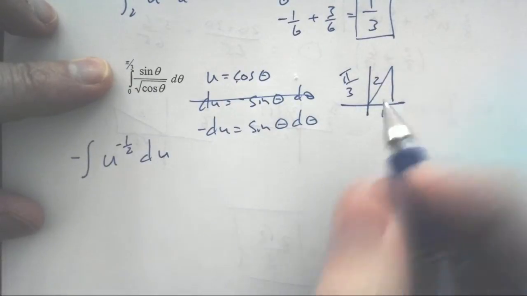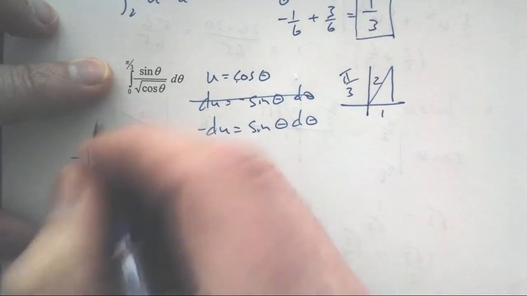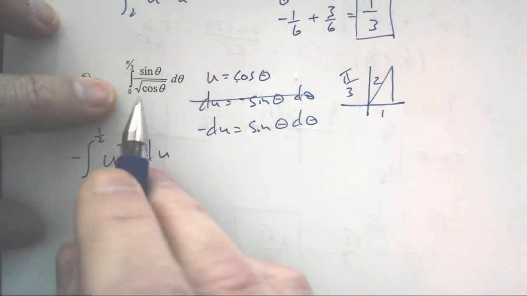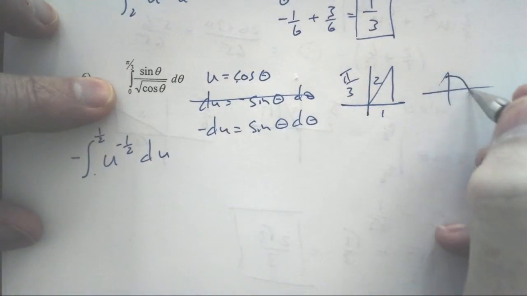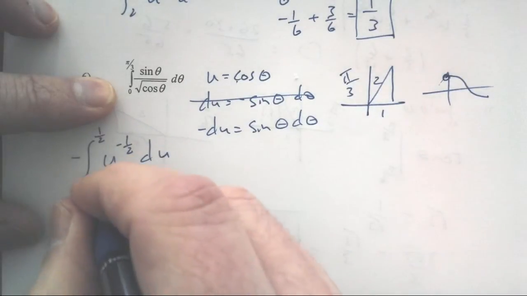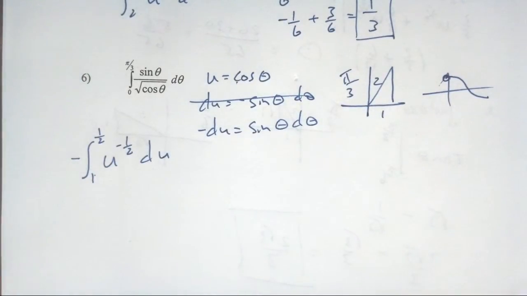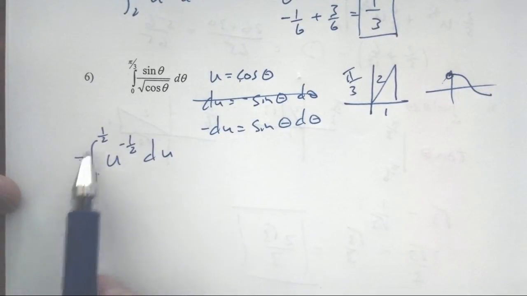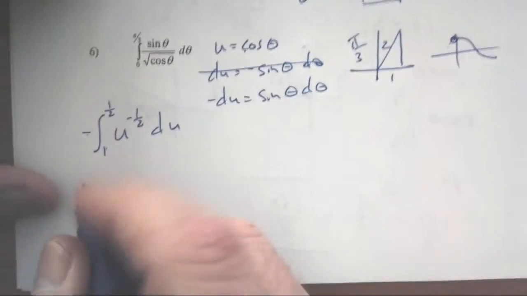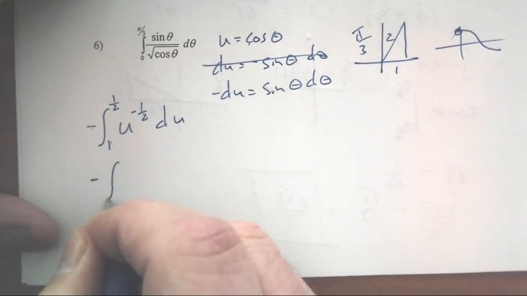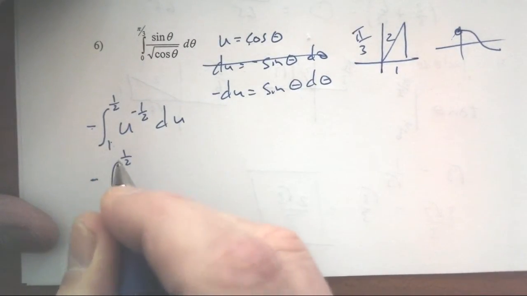Here's a 1, here's a 2. Cosine is 1/2. So this is 1/2. Cosine of 0, we all know is 1 because the graph of cosine starts up here at 1. So this is 1 to negative 1 to 1/2. You could actually, if you wanted to, make this positive and switch those now. You might not think of that, so I'm going to leave it the way it is. So we get the opposite of 1 to 1/2.